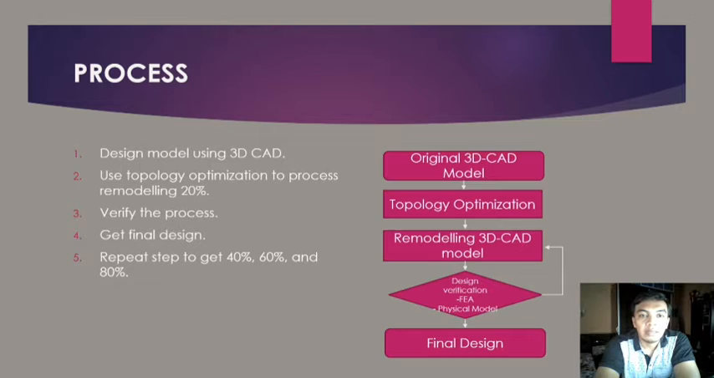For the process, this is the general explanation of the topology optimization process. The first step is to design the model using 3D computer-aided design. The second step is to simulate using ANSYS topology optimization. After that, remodeling to touch up the design and verify the process. Lastly, get the final design.